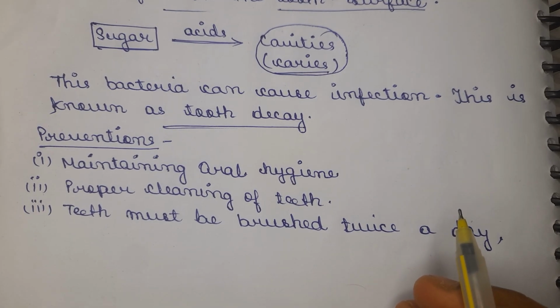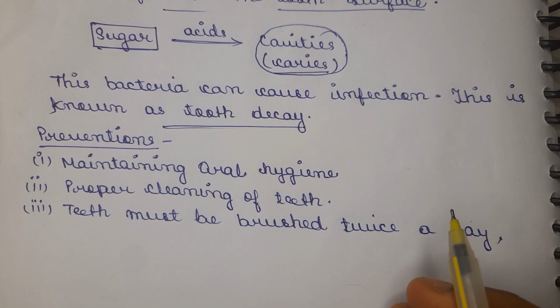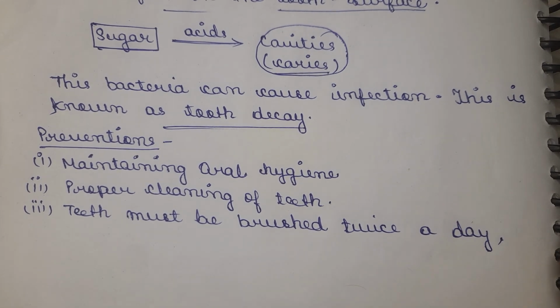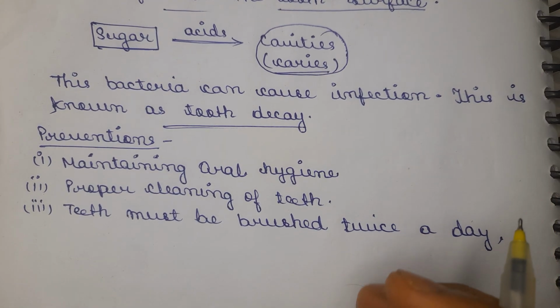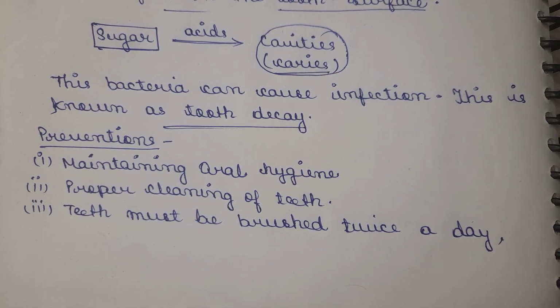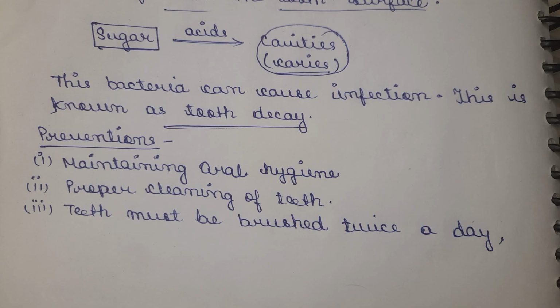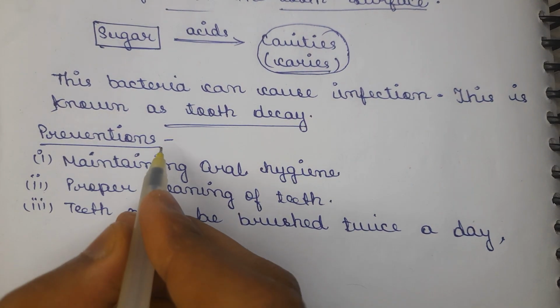Now the prevention, or we can say what types of food we consume that may cause tooth decay in ourselves. So food such as chocolates, sweets, cold drinks and other sugar products may be harmful for our teeth, and this can cause several damage to the tooth. Now how can it be prevented?